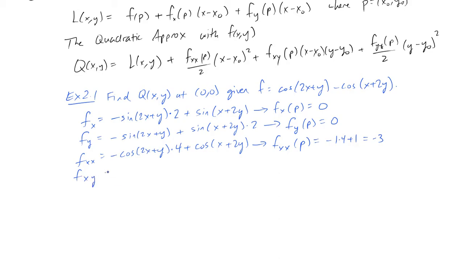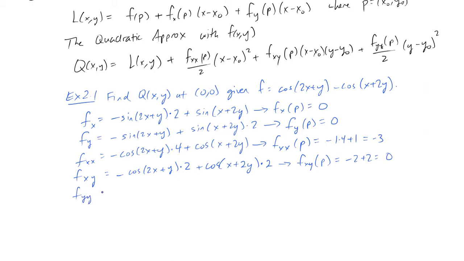Now we compute our mixed partial. So we're going to take the y or the x and compute the other derivative. Let's use the x, so we'll take this x and we'll take the derivative with respect to y. If we take the derivative with respect to y, we're going to get negative cosine 2x plus y times 2. There's a 1 that comes out, doesn't change anything. And then plus cosine x plus 2y times 2. And if we put in p here, put in 0, we'll get negative 2 plus 2, which is 0.